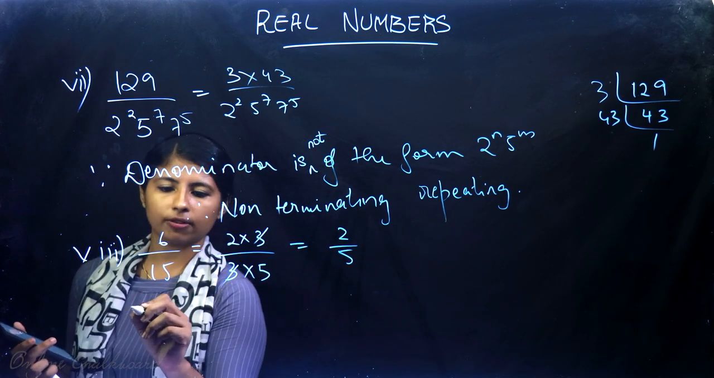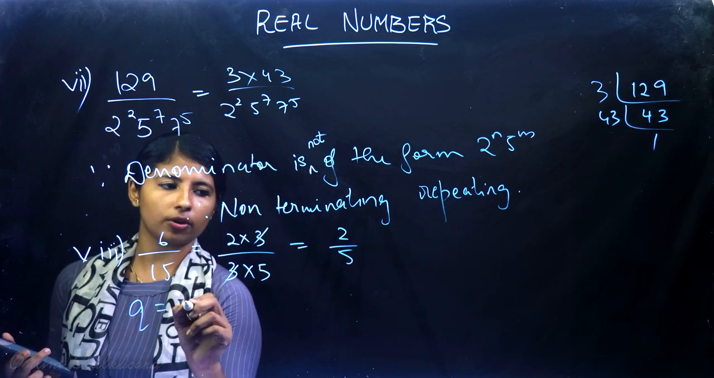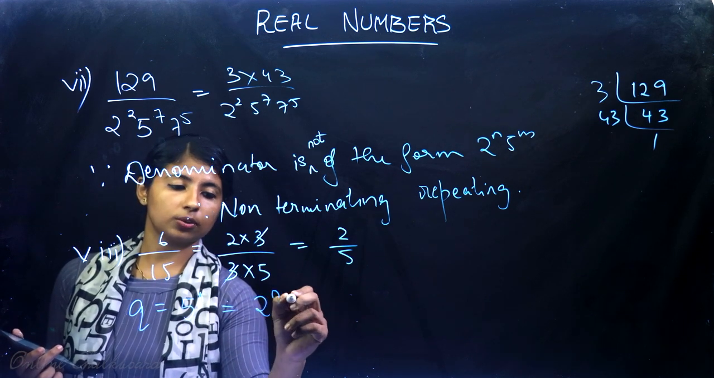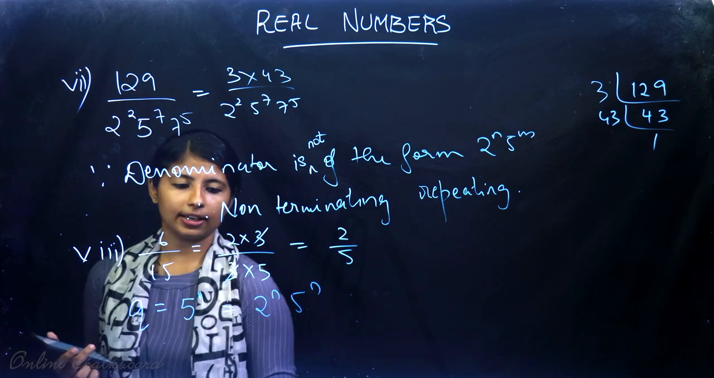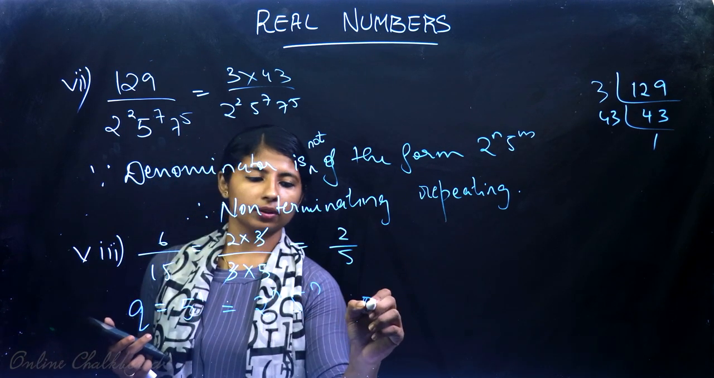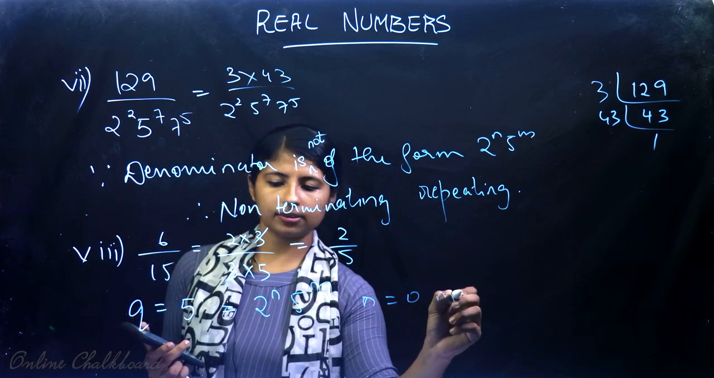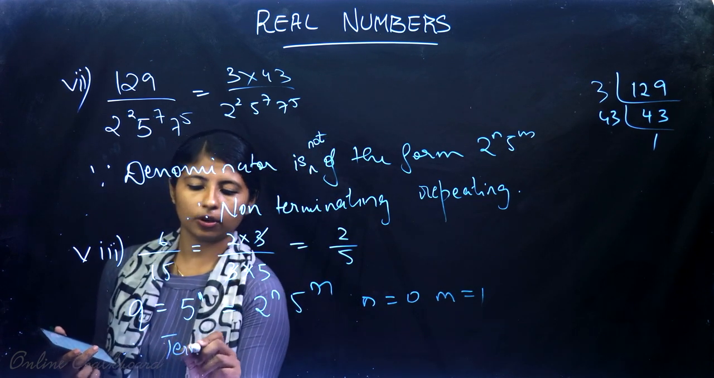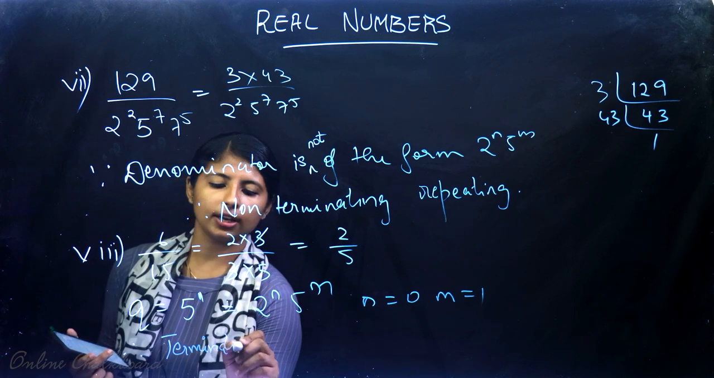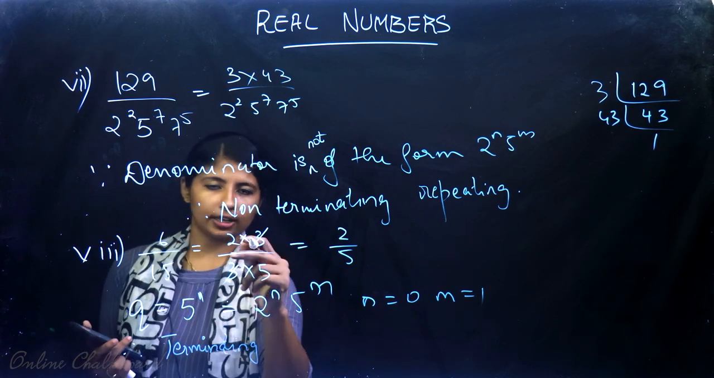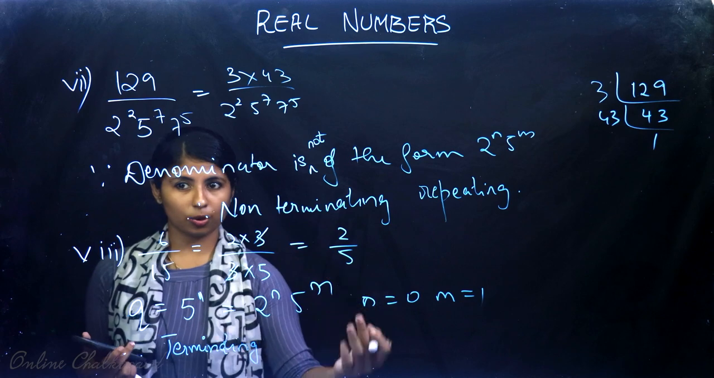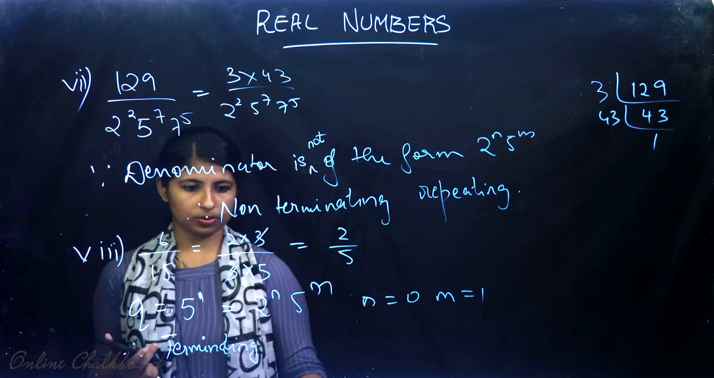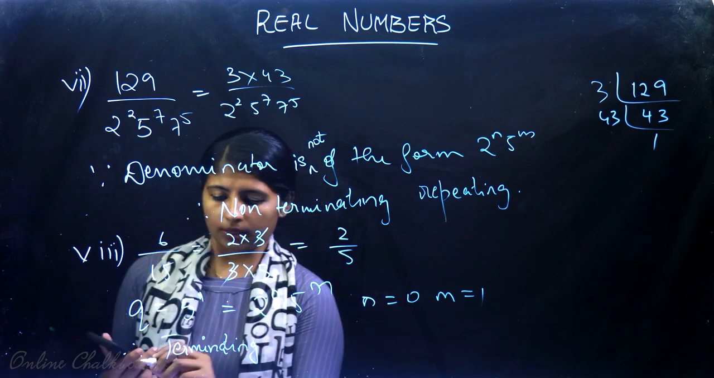Here Q is of the form 5 raised to 1, that is of the form 2 raised to n into 5 raised to m. Like here n is equal to 0 and m is equal to 1. Therefore, it is terminating. Okay, we always have to first simplify, then only we can check that P by Q is co-prime, and then only we can check whether Q is of the form 2 raised to n, 5 raised to m. Therefore, terminating.